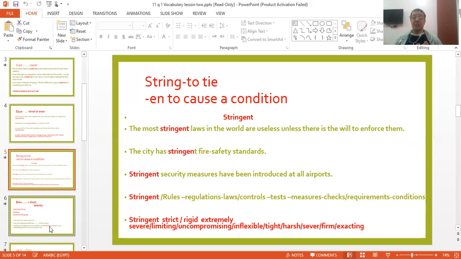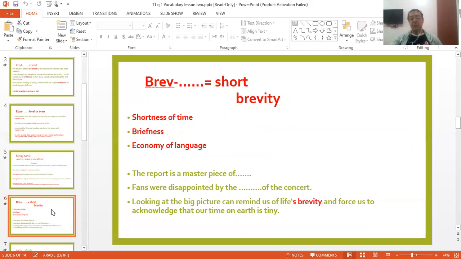The city has stringent fire safety standards to combat fire, as a precautionary measure to prevent fire from happening, and so on. Stringent rules and regulations, controls, tests, measures, checks, requirements, and so on. This means these are very hard and very rigid regulations, not easily changed, not easily tampered with. Let's move to another vocab item.